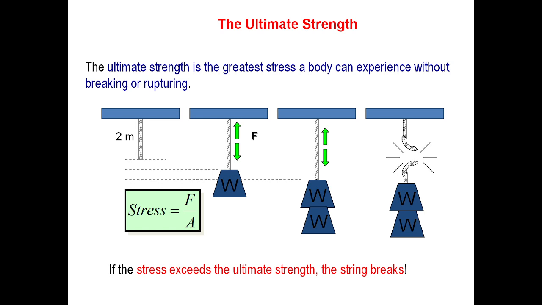For example, 3.5 meters will be the ultimate strength of the wire. If you increase the weight up to 4 and the wire breaks, it means the ultimate strength of the body having that length is 3.5 meters. The ultimate strength means the greatest stress a body can experience without breaking or rupturing. If the stress exceeds this ultimate strength, the string breaks. If the weight is increased so that the length of the wire exceeds 3.5 meters, the wire is subjected to break. This is the clear explanation about the ultimate strength.